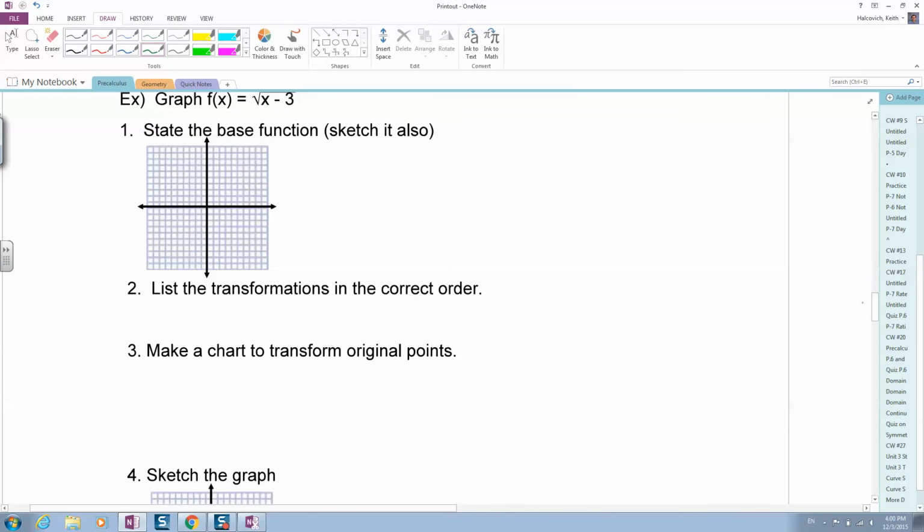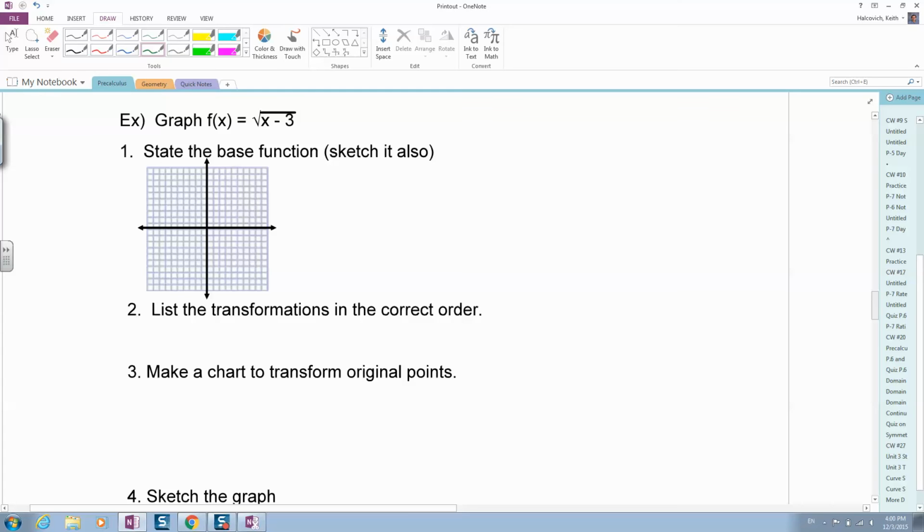All right, try again. This time, we're using the square root function. That's our base. And remember the points on the square root function: you have 0, 0, you have 1, 1, and you have 4, 2. Those are the points on the square root function. Now, because it's minus 3 here, you're doing a horizontal shift, meaning it's going side to side, to the right 3.